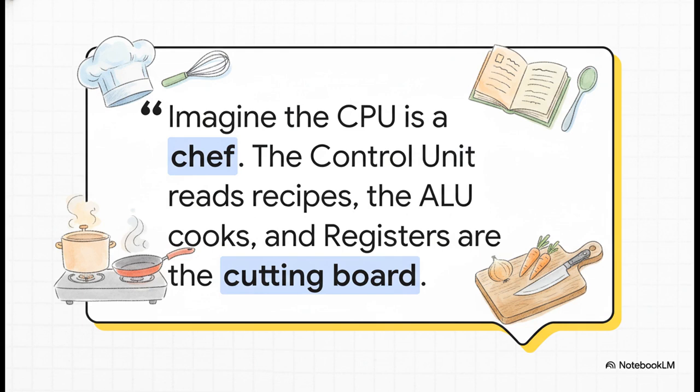Here's a really simple way to think about it. Imagine the CPU is a chef. The control unit is the part of the chef that's reading the recipe and telling everyone what to do. The ALU is the chef's hands, doing all the chopping and cooking. And the registers? They're like the cutting board, holding just the ingredients you need right at that moment.